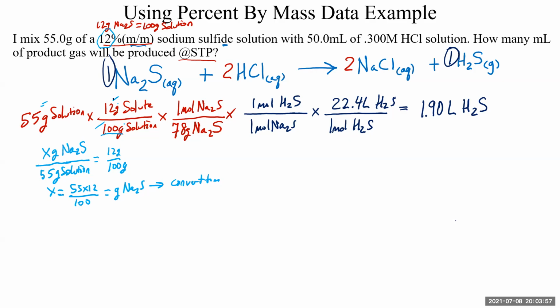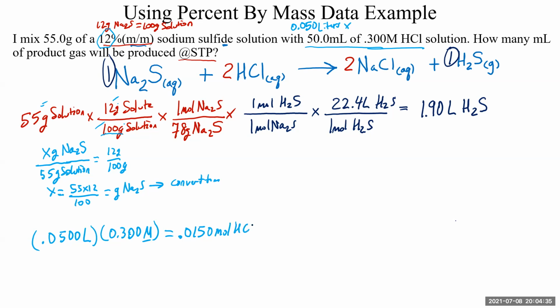Okay, now let's do the hydrochloric acid. This is going to be a lot easier because all we're going to do is take the volume and convert to liters. So that's 0.05 liters. And we're going to multiply that by 0.3. So 0.0500 liters of solution of hydrochloric acid multiplied by 0.3 molar HCl, that's going to give us 0.015, if I'm not mistaken, 0.015 moles of HCl.